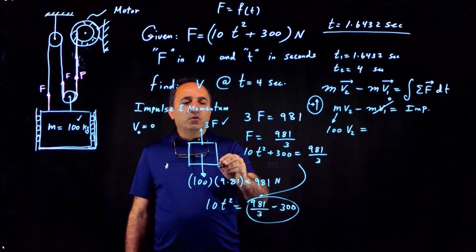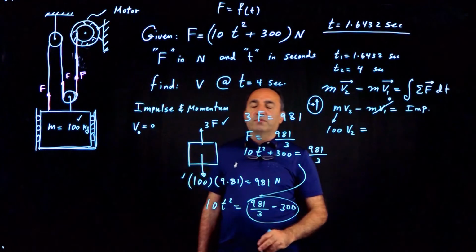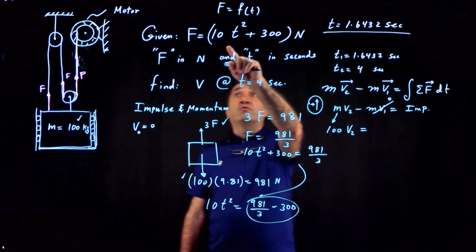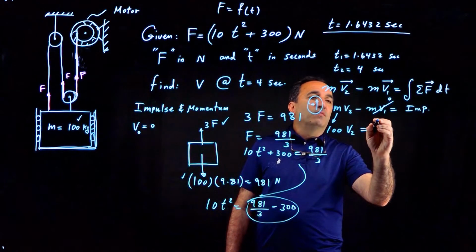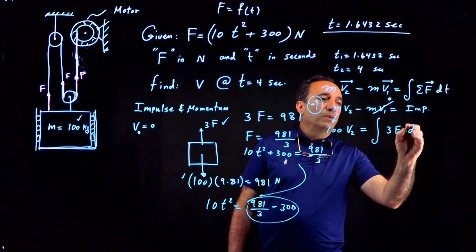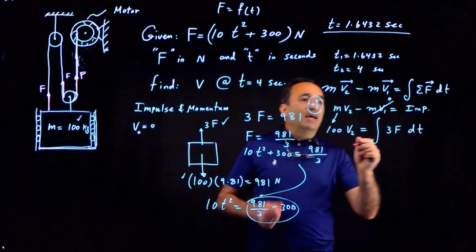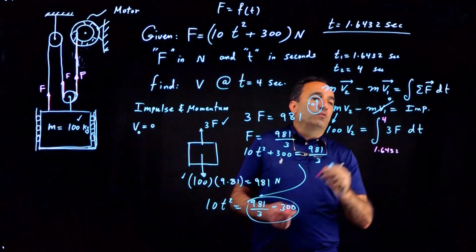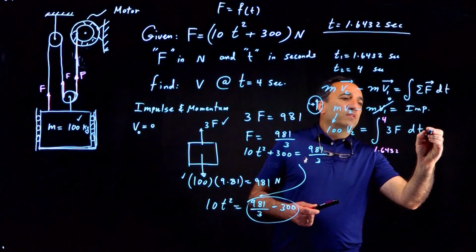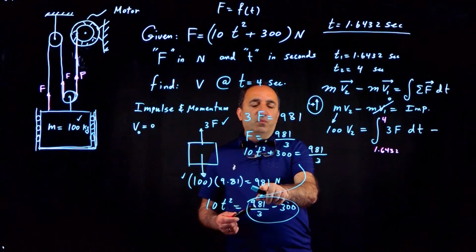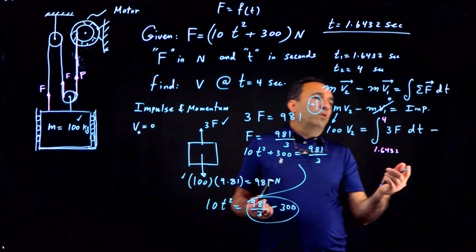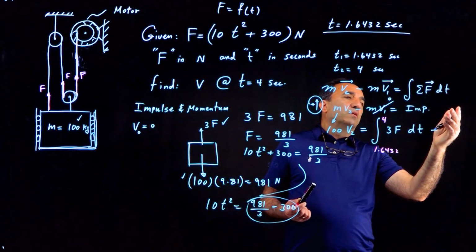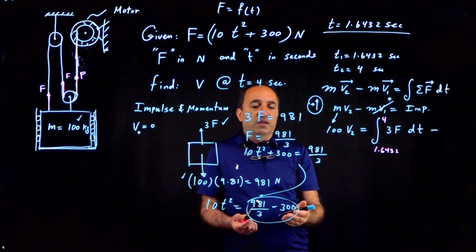Direction is important, guys. We have the impulse of 3F and we have the impulse of the weight. 3F is in the positive direction, and because the force is variable, that means we have to integrate 3F with respect to time. And the key is that now you're integrating from when the motion starts to when you're trying to calculate the speed. And then minus the impulse of the weight. The weight is a constant. The impulse of a constant force would be just the force times delta t.